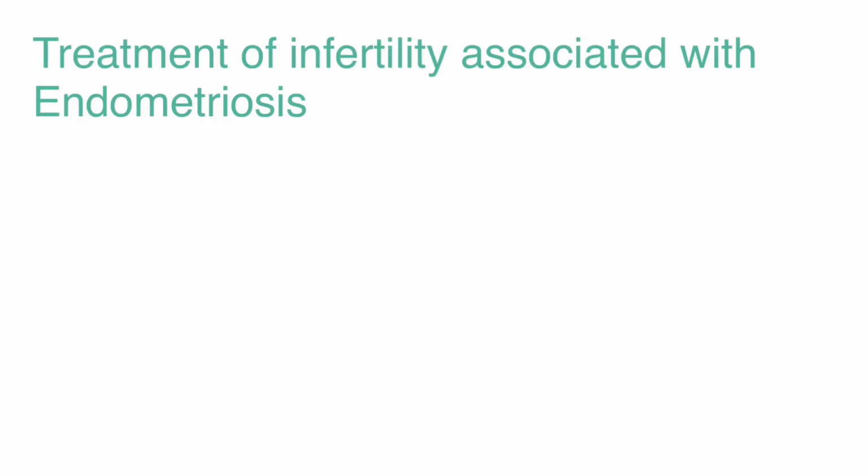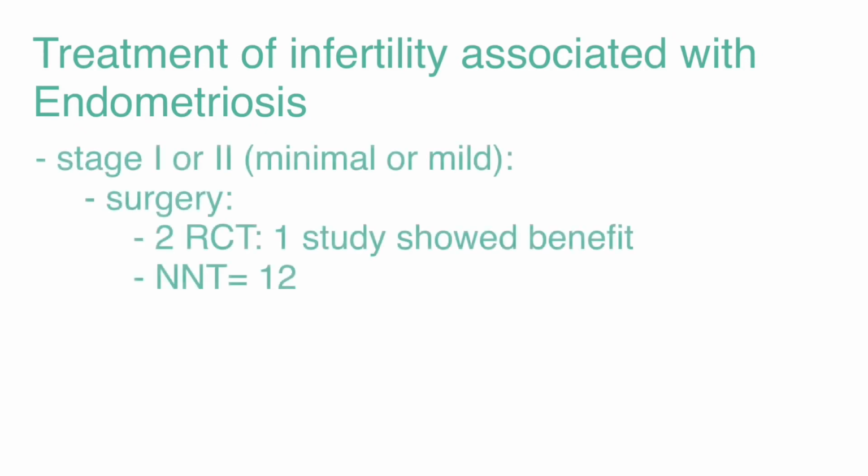Treatment for endometriosis and infertility is complex. For stage 1 or 2 endometriosis, surgery has been shown to be associated with small improvements in live birth rates. 2 randomized controlled trials have evaluated how effective laparoscopic surgery was, and only one study showed a benefit. When the results of the studies were combined, the findings showed a benefit of surgery when the number needed to treat was 12, meaning for every 12 patients having endometriosis at time of laparoscopy, there was 1 additional successful pregnancy if endometriosis was treated surgically versus no treatment.